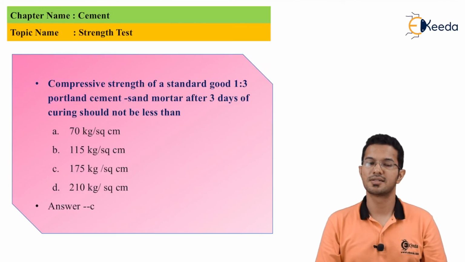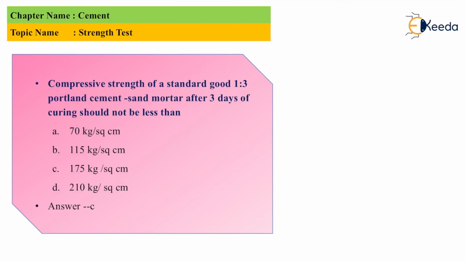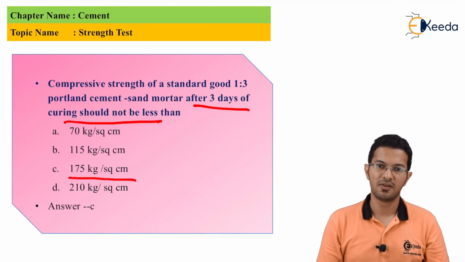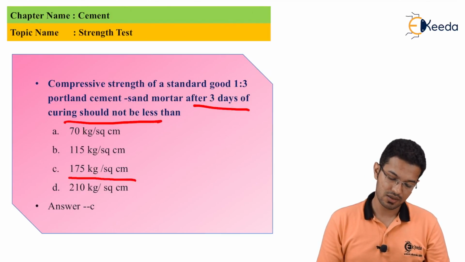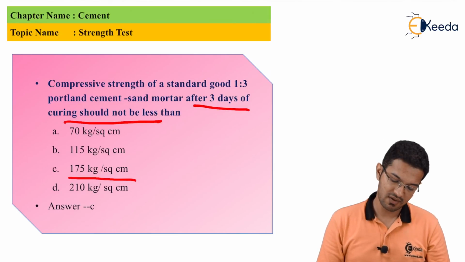Now, let's look at the second question. The compressive strength of standard 1:3 Portland cement sand mortar after 3 days of curing should not be less than 70 kg per square centimeter, 115 kg per square centimeter, 175 kg per square centimeter, or 210 kg per square centimeter. We clearly know from our previous slides that the answer to this question is 175 kg per square centimeter.